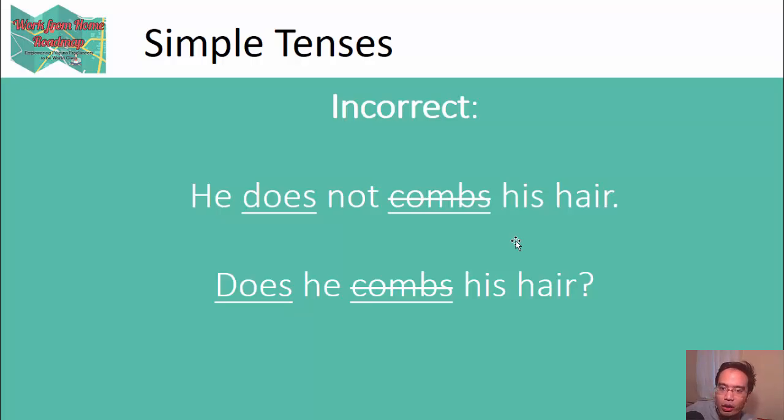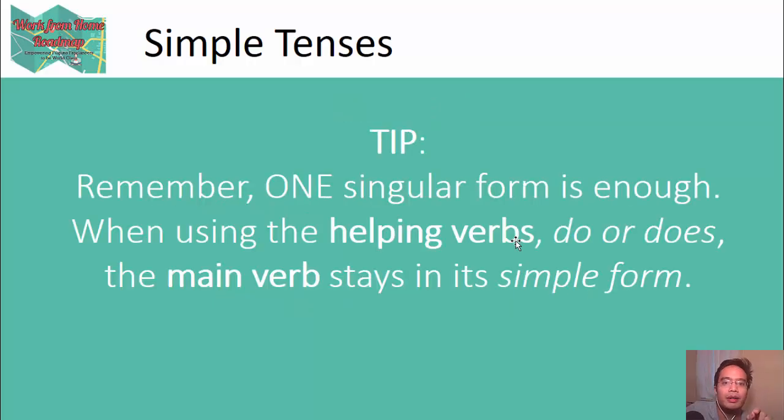He does not comb his hair. Does he comb his hair? Those are the correct versions. Another tip. Remember, one singular form is enough. When using the helping verbs do or does, the main verb stays in its simple form.